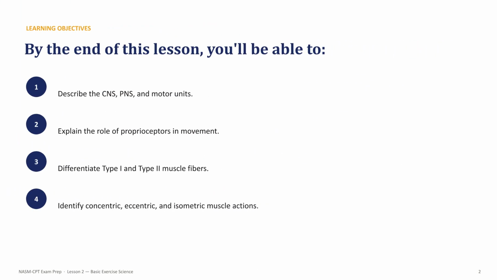By the end of this lesson, you'll be able to do 4 things. First, describe the CNS, the PNS, and motor units. Second, explain the role of proprioceptors in movement. Third, differentiate type 1 and type 2 muscle fibers. And fourth, identify concentric, eccentric, and isometric muscle actions. 4 terms, 4 ideas. Let's build them one at a time.